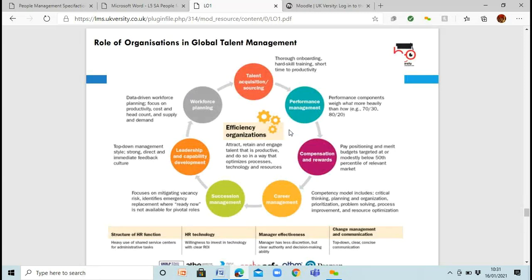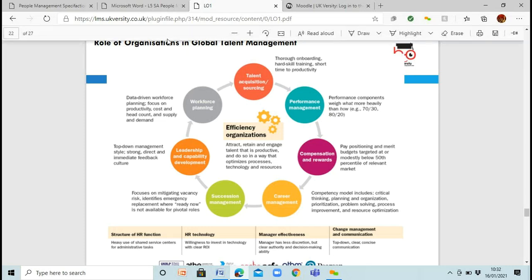Now we've got a little chart here. Now this actually shows an ongoing process. So this image, what you're looking at is just a few different factors within an organization. So talent acquisition and sourcing, performance management, compensation and rewards, career management, succession management, leadership and capability development, and workforce planning. So it's going in a circular motion, so it shows it's a current working process.